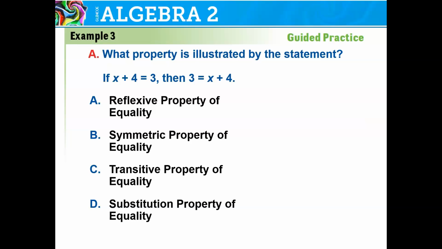Okay, example 3a says what property is illustrated by the statement? If x plus 4 is equal to 3, then 3 is equal to x plus 4. Once again, saying the same exact thing, it's just changed the order. So this is going to be the symmetric property of equality.